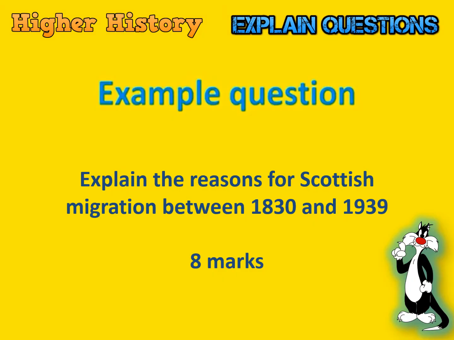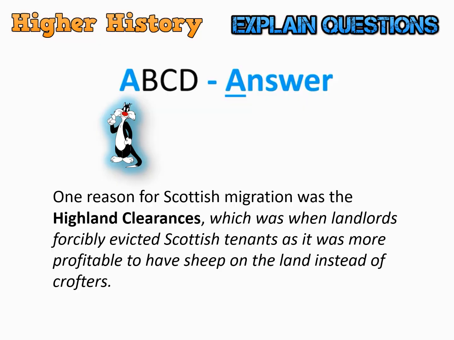So, as an example question, explain the reasons for Scottish migration between 1830 and 1939, which is the topic, start and end date. Worth 8 marks, so remember we have to say 8 things. We're going to start with our answer point. You can put an introduction sentence if you like as well. You don't necessarily need to do that, but it is sometimes quite nice to frame your answers with an introduction sentence by saying something like, there are many reasons why people migrated, or whatever your question is going to be. So we start off our answer here.